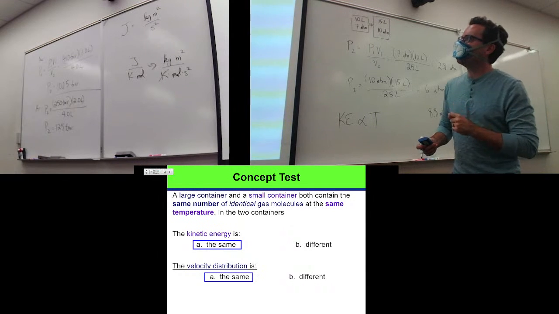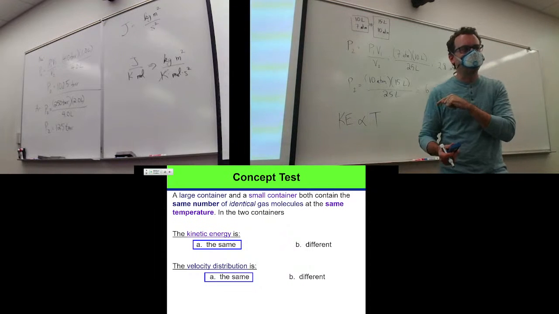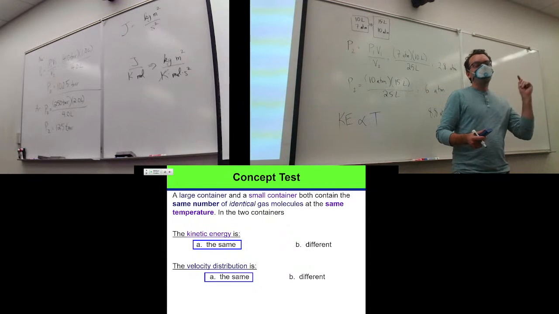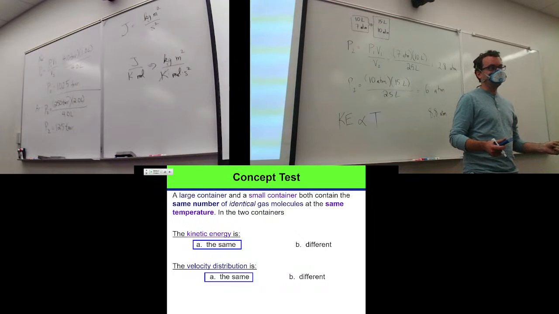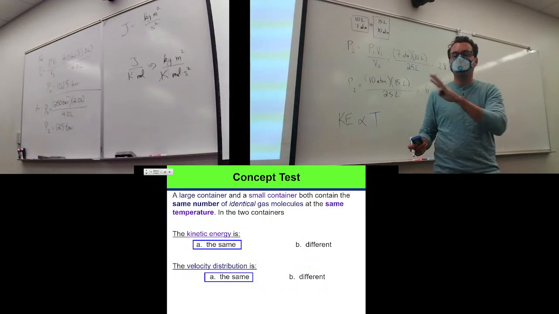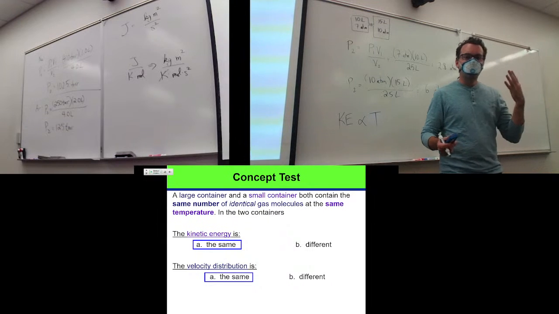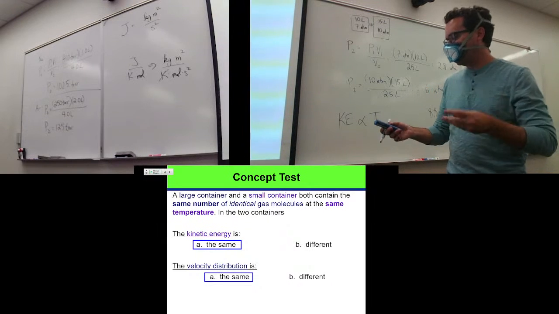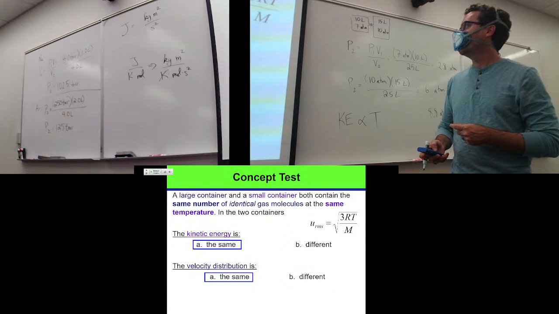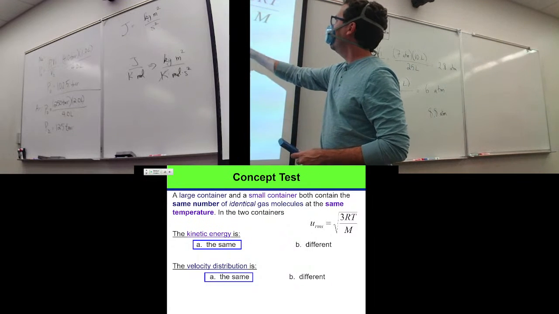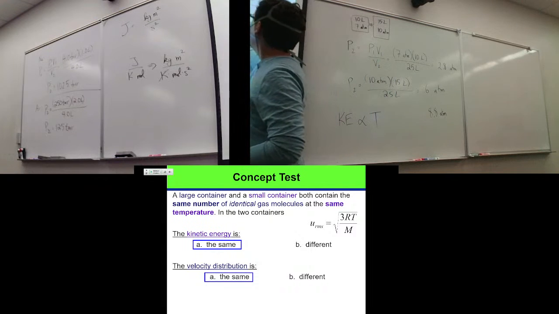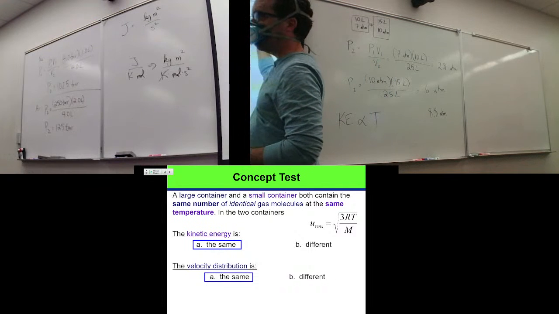So why is it the same? Because it's the same gas. If it was a different gas, if they had different molar masses, then they'd be different. So if it's the same gas, it doesn't matter that there's more gas. It's the same gas, same temperature, same velocity distribution. The only thing that changes with a container is pressure. So what'll change the velocity is a different temperature or a different molar mass.